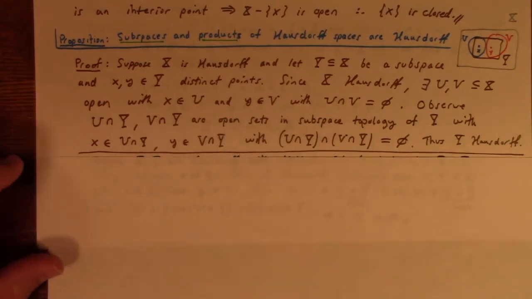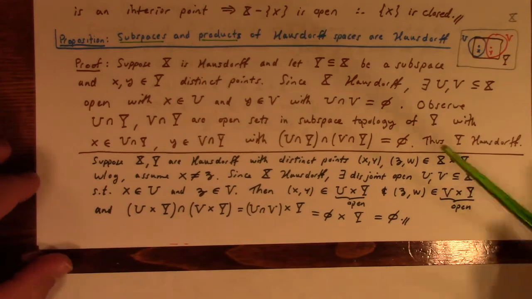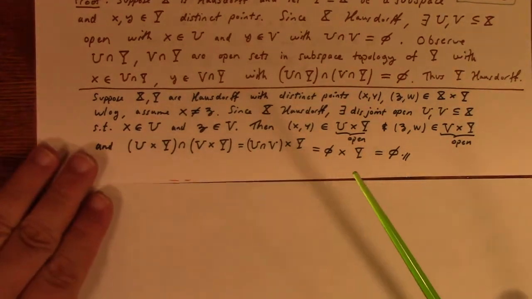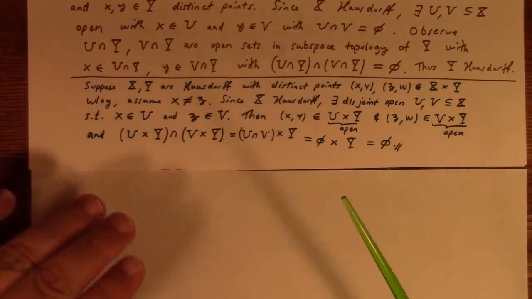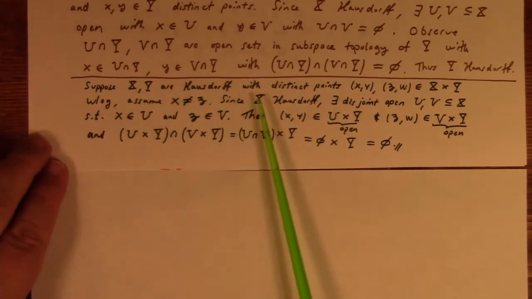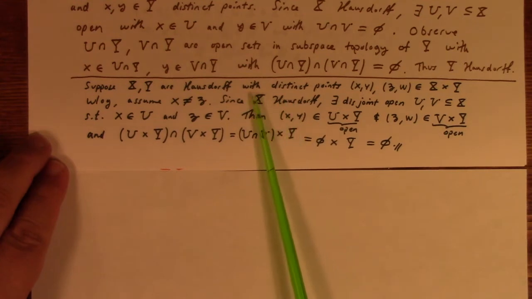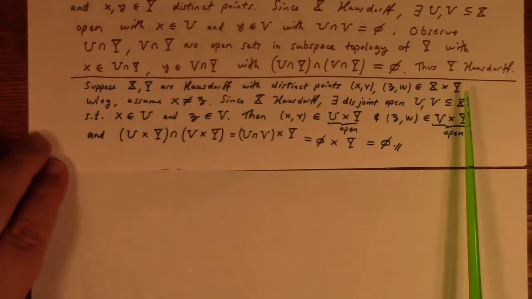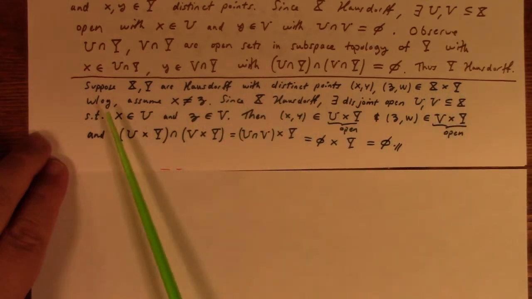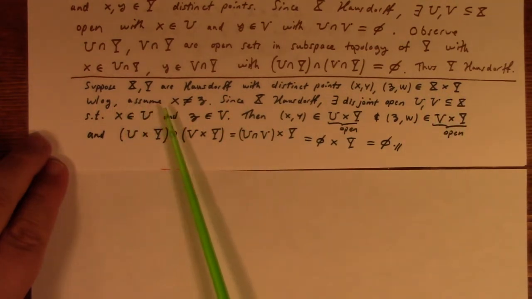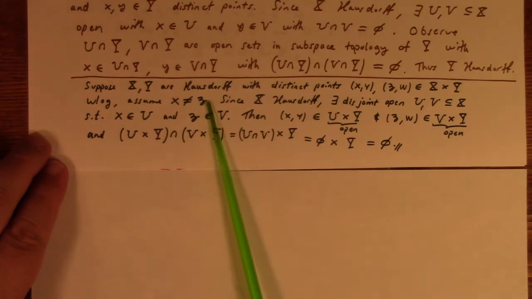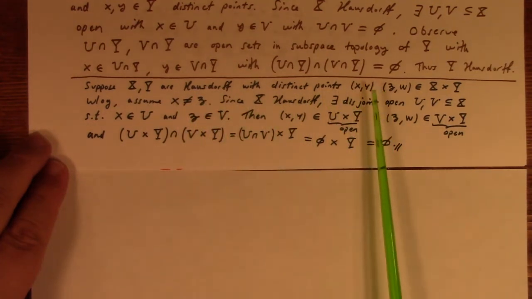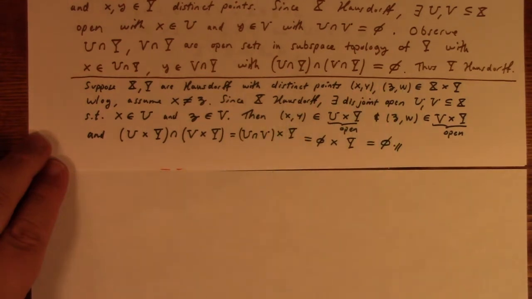So that's cool. And to show that the product is Hausdorff, here's the argument down here in black. Let's see here. So you've got X and Y Hausdorff, with distinct points (x, y) and (z, w) in the Cartesian product of X and Y. Without loss of generality, we'll assume that x is not equal to z. If you understand this argument, it's pretty easy to see that you can make a similar argument if y was not equal to w, right?